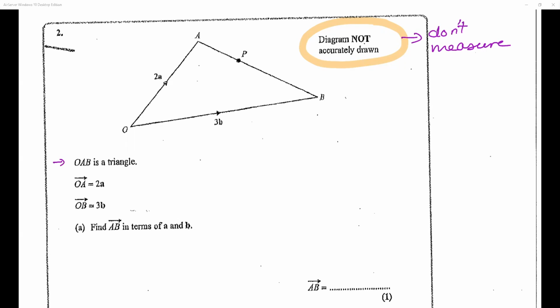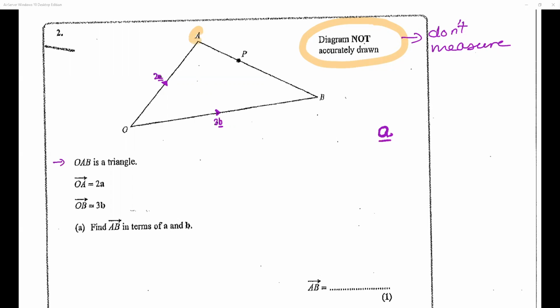OAB is a triangle. OA equals 2a, OB equals 3b. Find AB in terms of a and b. Okay, now if you can see in this diagram here, they use bold print. Because we are writing ourselves, we need to have our vectors as a small lowercase letter with the underline. So they use, for example, really bold. That's our vector a, but when they print it as bold print. Okay, lovely. So 2a, another one is 3b. I just find AB.